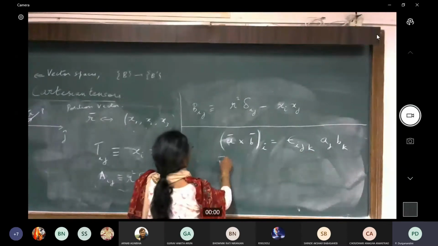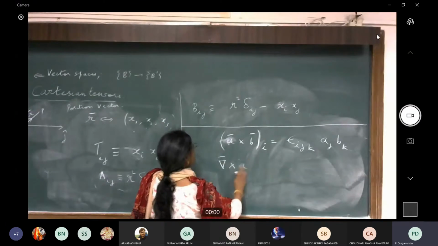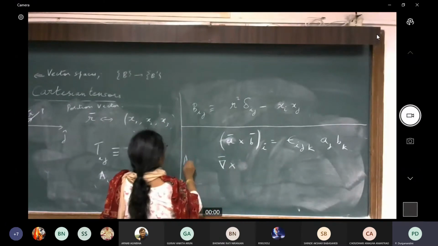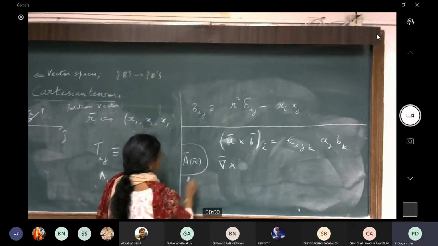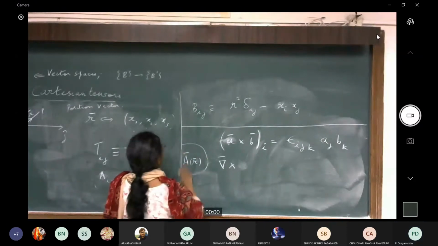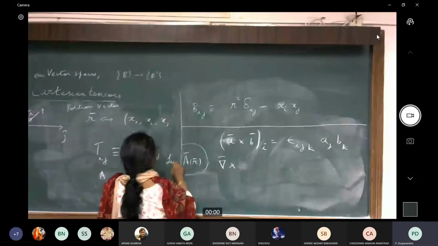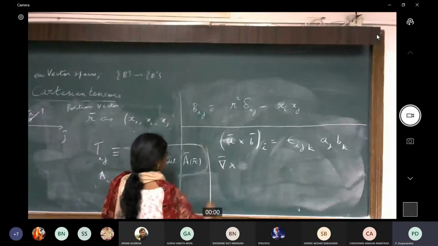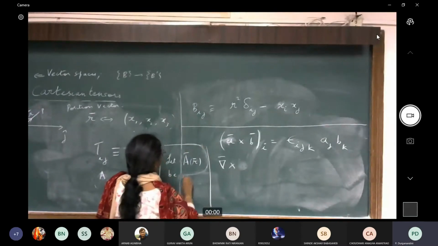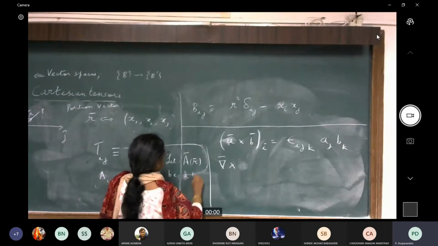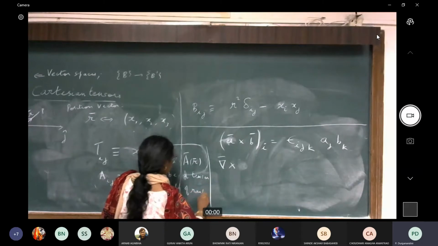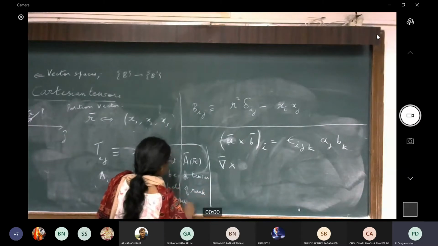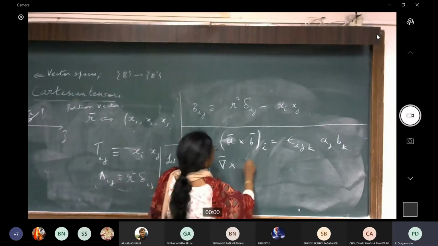Now, in particular, if I apply this, let me say that I have a vector field, say A of r. Okay, so this is a vector field, a tensor field of rank 1, which we earlier used to call simply a vector field. Okay. Now, del cross A of r.